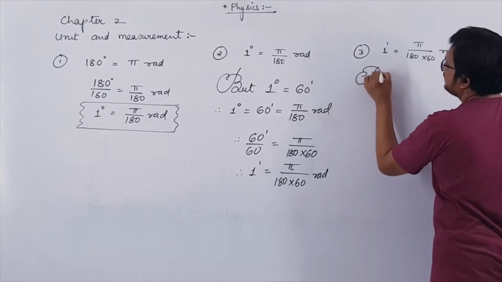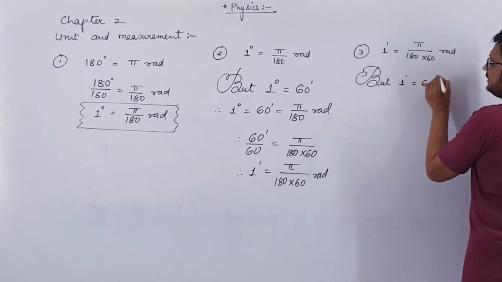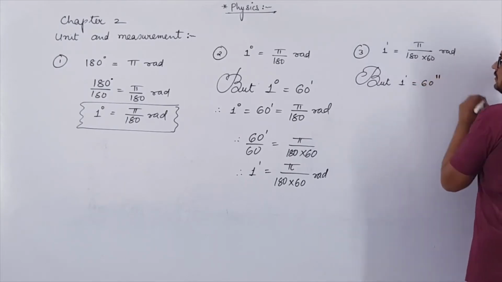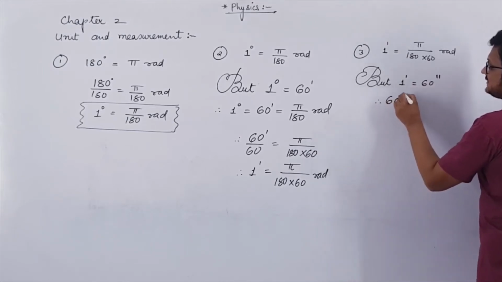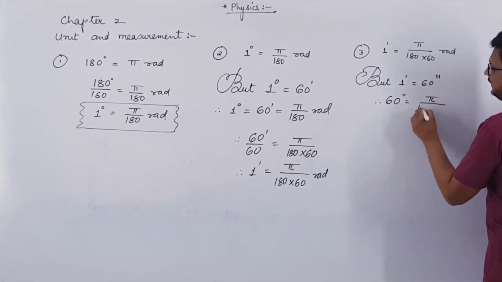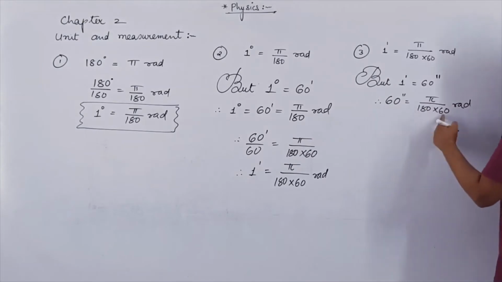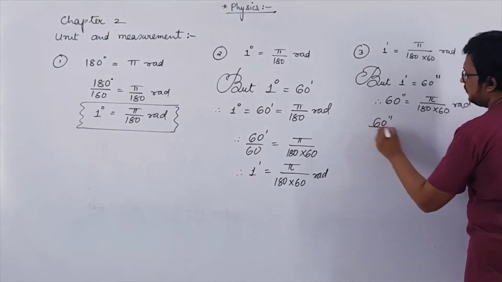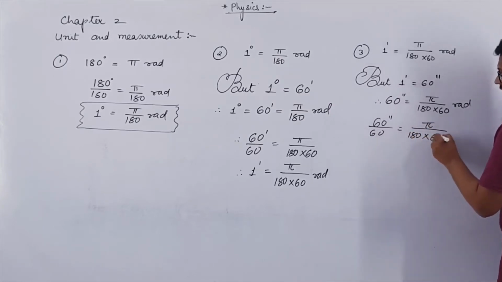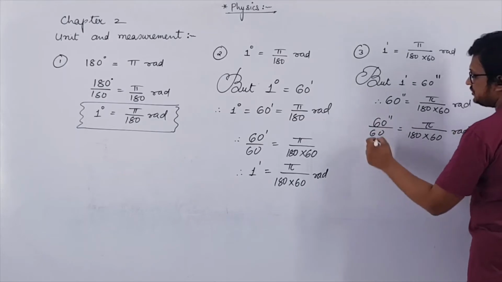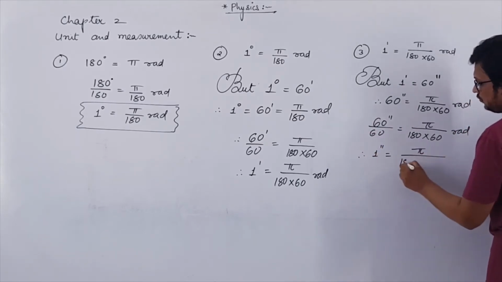But again, 1 minute is equal to 60 seconds. Remember, for second we will write 2 dashes over here, and for minute 1 only. So therefore 60 seconds will be pi by 180 into 60 radian. Again we are going to divide by 60 on both sides. So 60 seconds over 60 will be equal to pi over 180 into 60 radian. So 60 will get cancelled out. So you can say that 1 second will be equal to pi over 180 into 60 radian.